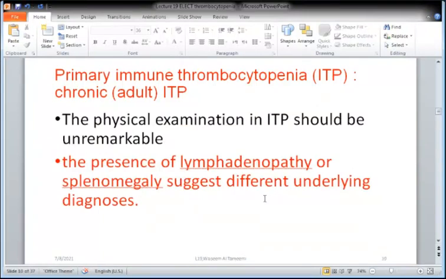In both acute and chronic ITP, the physical examination must be unremarkable apart from the bleeding spots أو perforal. يعني شنو؟ The presence of lymphadenopathy and splenomegaly suggests a different underlying diagnosis. خلوهم بالكم. ما أفكر المريض ITP إذا لقيت عنده splenomegaly. ما أفكر المريض ITP إذا لقيت عنده lymphadenopathy. لازم أروح أدور على الأسباب الأخرى. ITP classically there is no organomegaly nor lymphadenopathy.